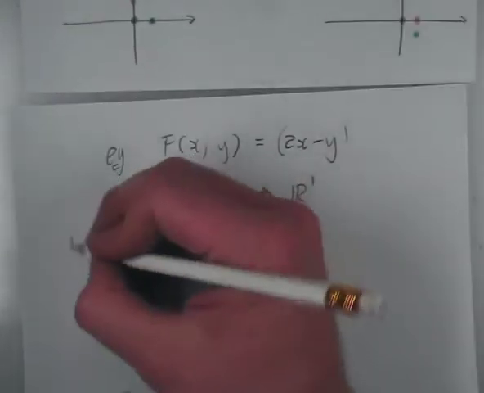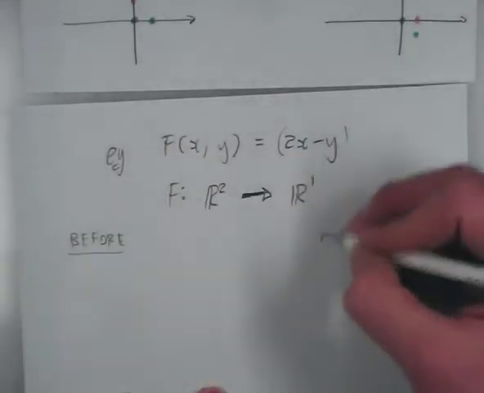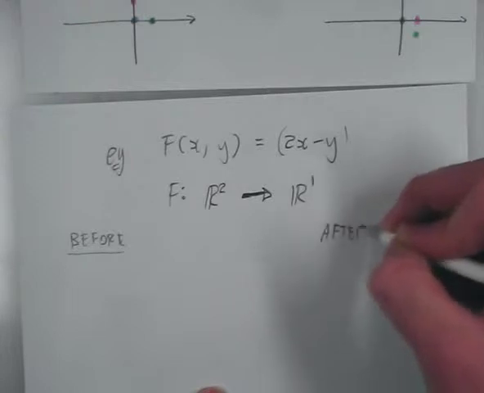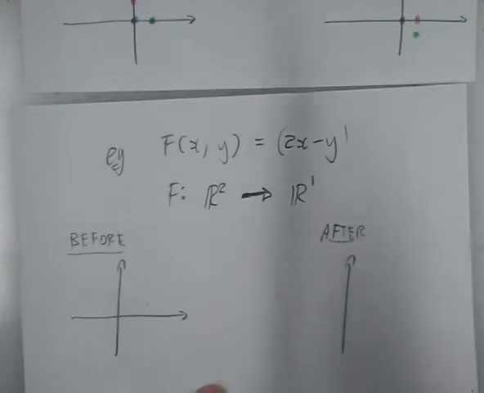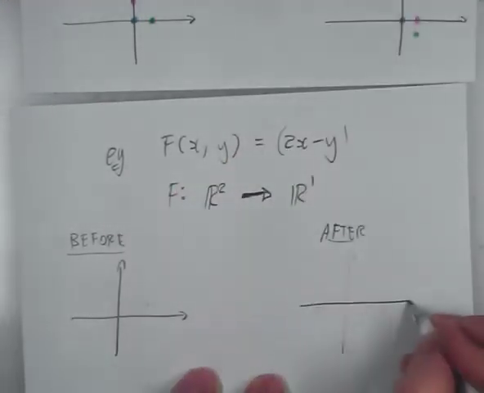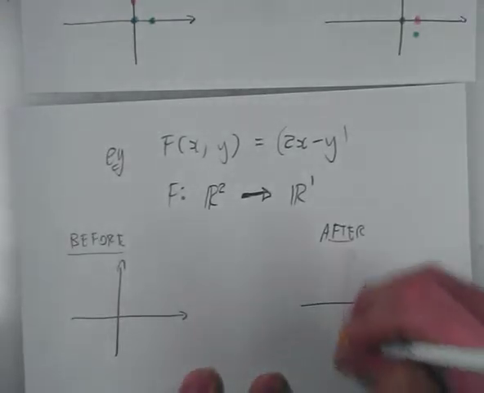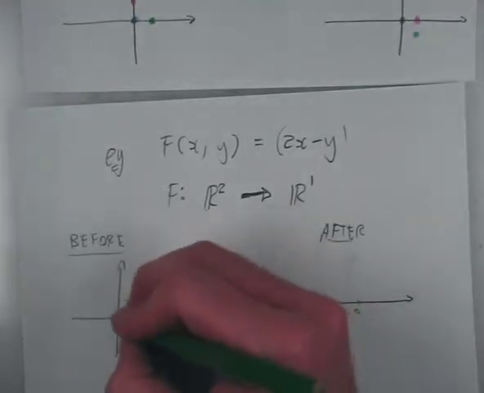Okay, so we have a before, and we have an after. Oop, there is no y-axis in the after because it's just a single number line. So the after is just a single line with a 0 in the center. So here we have 0, 0.